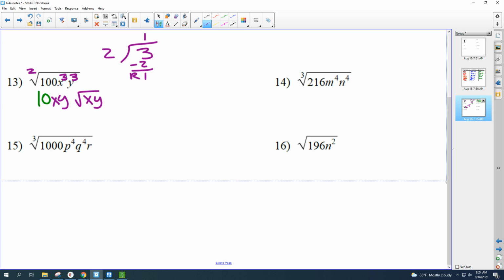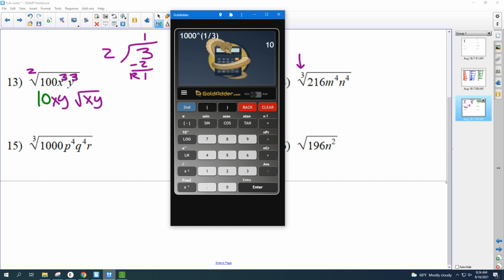All right. Let's look at number 14. It's a cube root. If you don't know the cube root of 216, you're not alone. There's a lot of you that don't. But what you can do is say 216 to the 1/3 power. 6 times 6 times 6 is 216. So the cube root of 216 is 6. I write that down.